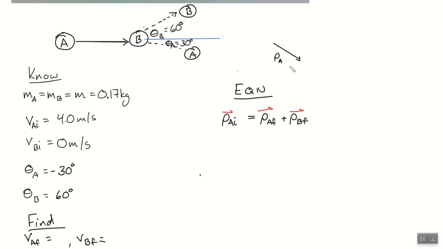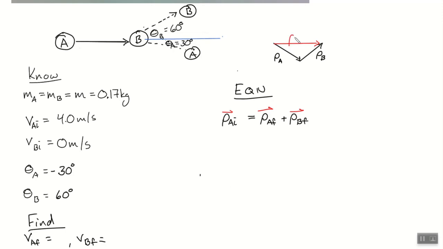Everybody on board? At the tip, I'm going to add B, which looks something like this. Everybody's still on board. We just go tip to tail. Now I have a new vector hiding in here. What does this vector represent? Based on this statement, if I take vector A for the momentum of A plus vector B, it adds up to this one. What did we just write that was?